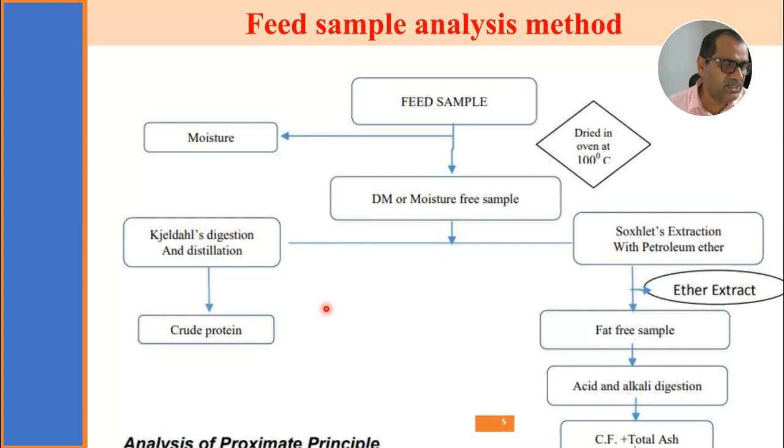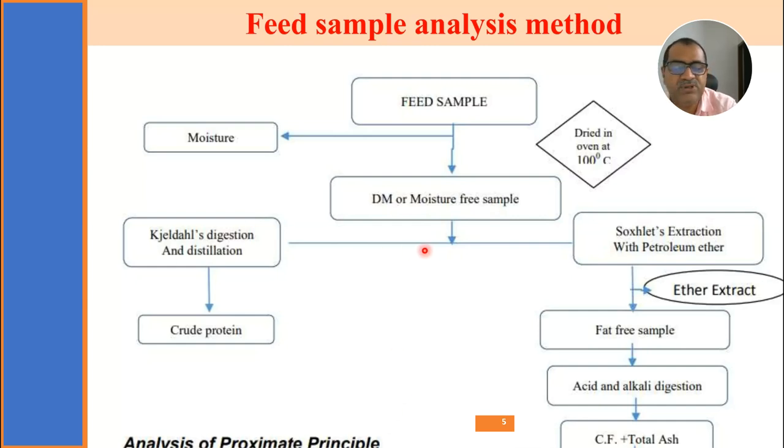Whenever you heat a feed sample to 100 degrees centigrade, especially in an oven, almost all the moisture content becomes dry. Then it is digested in the Kjeldahl digestion and distillation unit. Then we will find the crude protein. That is the method of analysis of the proximate principle.